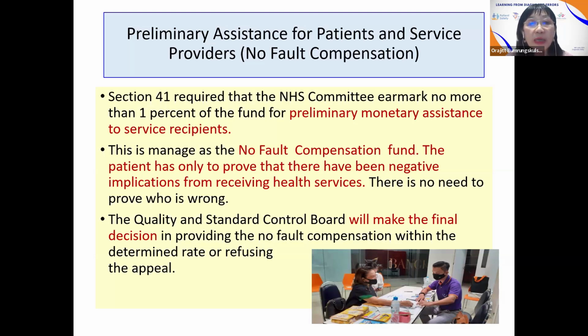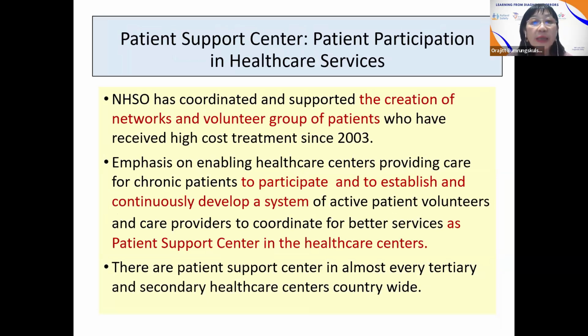The patient has only to prove that there have been negative implications from receiving health service, and there is no need to prove who is wrong. The Quality and Standard Control Board will make the final decision in providing the no-fault compensation within the determined rate, because it is already a regulation what rate they can have, and refusing the appeal. They can come to negotiation, and I will not go into detail.